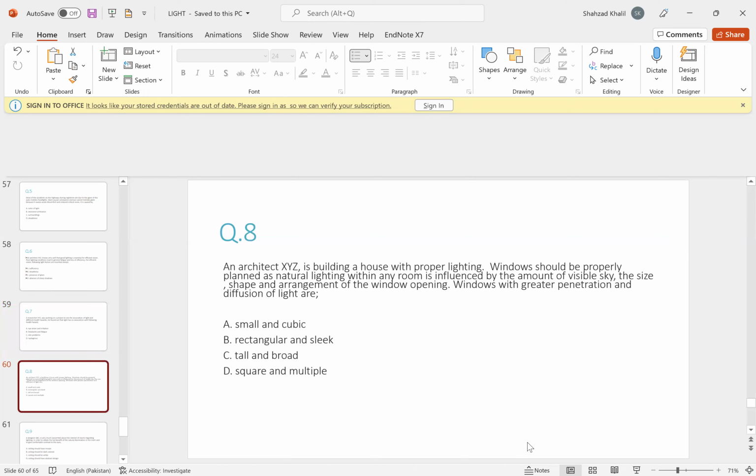An architect XYZ is building a house with proper lighting. Windows should be properly planned, as natural lighting within any room is influenced by the amount of visible sky and the size, shape, and arrangement of window openings. Windows with greater penetration and diffusion of light are: small and cubic, rectangular and sleek, tall and broad, or square and multiple. The correct answer is C. Tall and broad windows have greater penetration and diffusion of light.